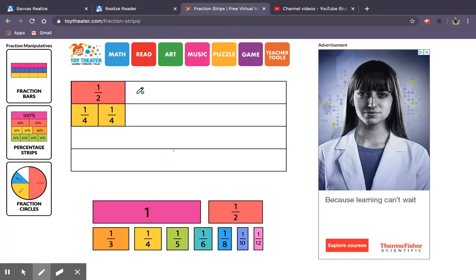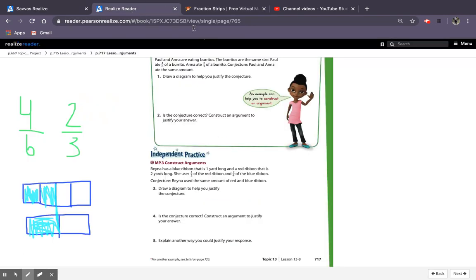Or if you chose to use fraction strips like I did here. Here it says, construct an argument to justify your answer. So for this, I'm only going to give one, because I can argue that number 5 says explain another way you could justify your response.